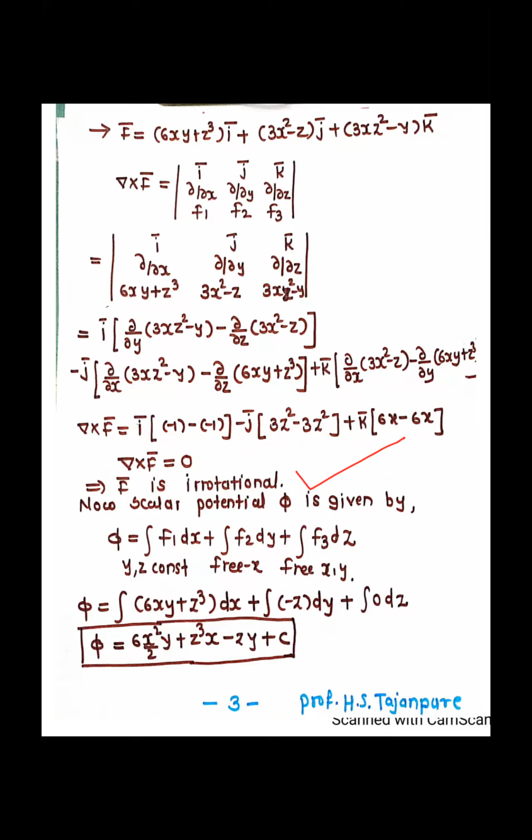Is it clear up to this? We have just calculated del cross f bar, and we have got the value of del cross f bar as equal to 0. So therefore f bar is irrotational.